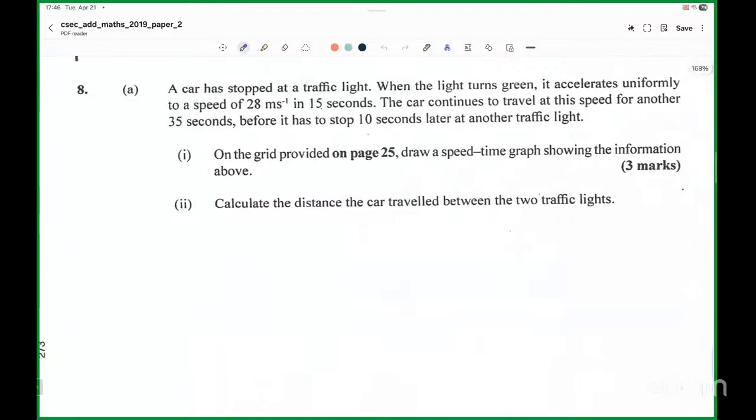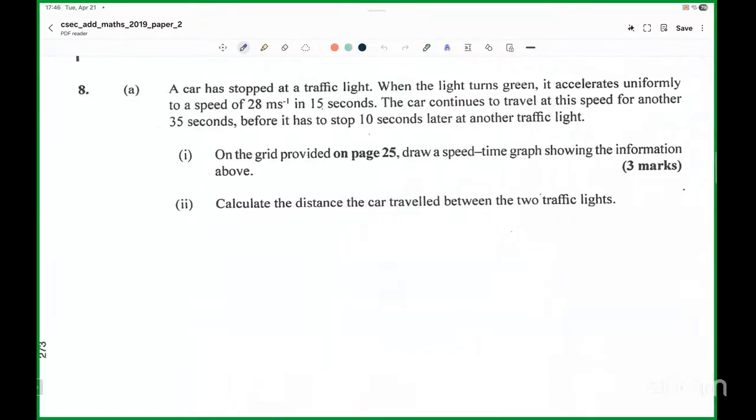Let's go. A car has stopped at a traffic light, meaning that it is at rest. When the light turns green, it accelerates uniformly to a speed of 28 meters per second in 15 seconds. The car continues to travel at this speed for another 35 seconds before it has to stop 10 seconds later at another traffic light. On the grid on page 25, draw a speed time graph to show the information above.